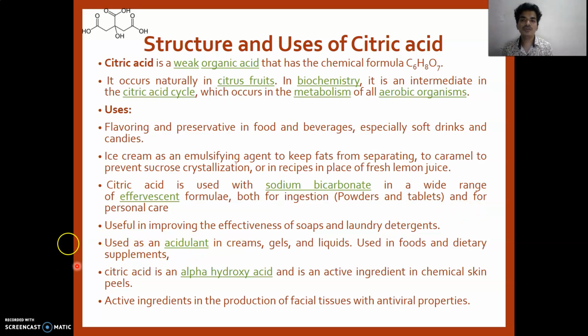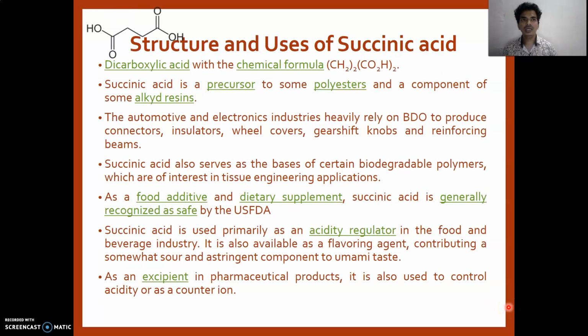Then it is used for improving the effectiveness of soaps and laundry detergents, used as an acidulant in creams, gels, liquids, and in food dietary supplements. Citric acid is an alpha hydroxy acid, the active ingredient in chemical skin peeling. Then it is an active ingredient in the production of facial tissue with antiviral property.